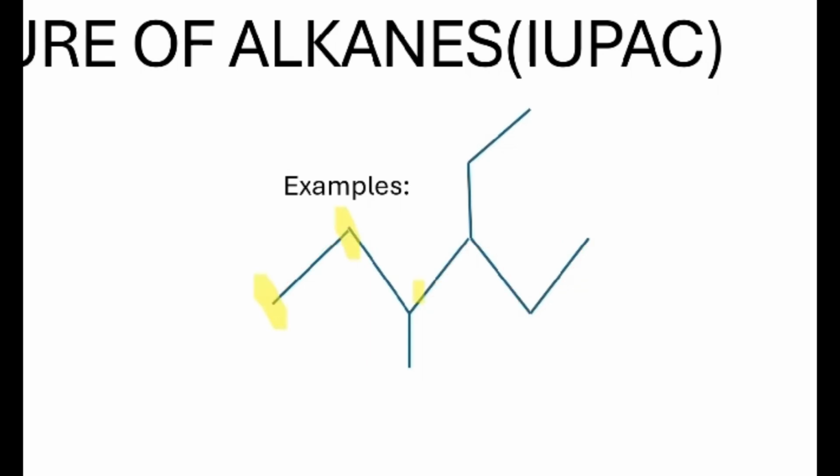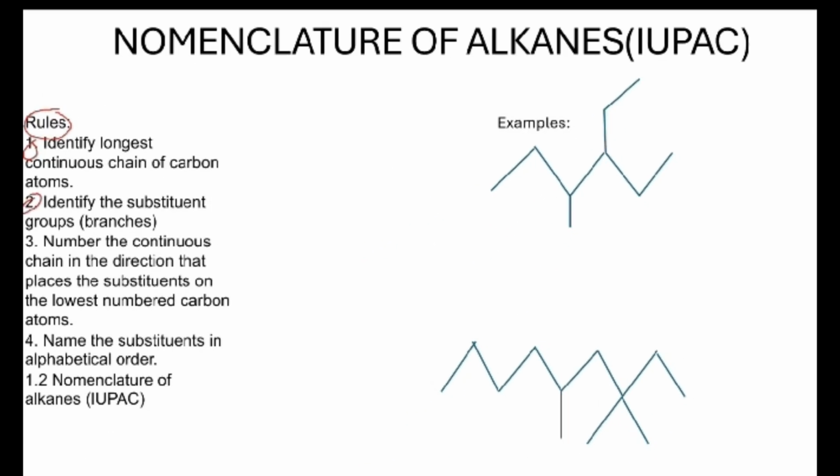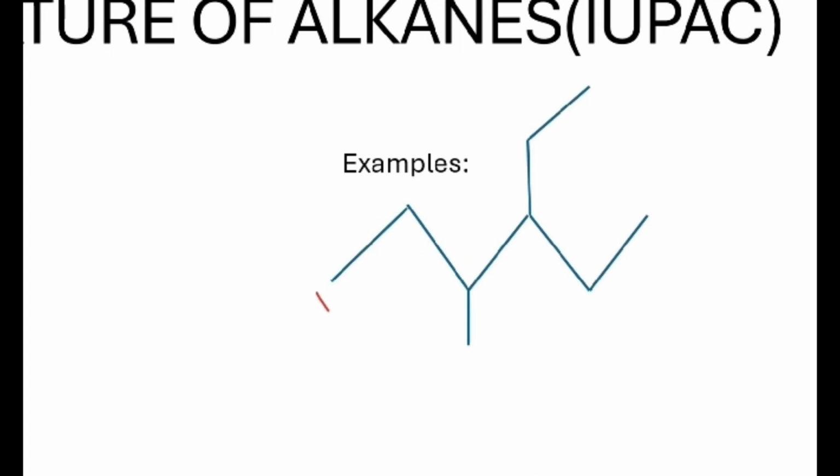Now comes our second and third rule, which is identifying the branches and numbering the longest chain from the closest branch. The longest chain is known as the parent chain, and any other chains or branches attached to the carbons of that chain are called substituent groups, or we can also call them branches. As you can see, both the branches are equidistant from the corners, so it doesn't matter from where you start numbering. I will start from the left side.